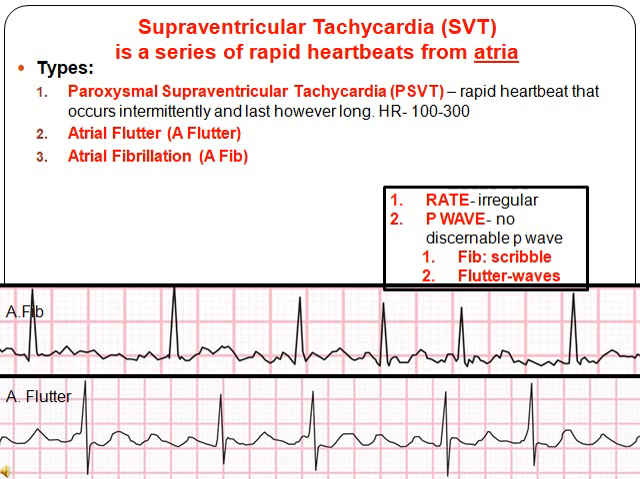The next type is atrial flutter. In atrial flutter, the atria are contracting much faster than the ventricles. So instead of a 1-to-1 ratio like it should be, the atria has like a 3-to-1 ratio, it could be a 2-to-1 ratio, it could be a 4-to-1 ratio, etc.